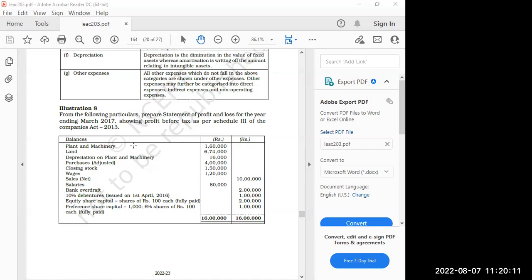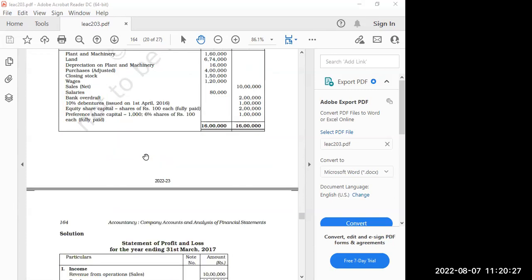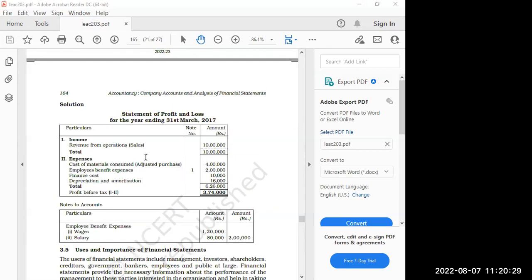Now, all of you take the profit and loss account format. Profit and loss account of whom? Name is not there. Okay. Profit and loss account for the year ended 31st March 2017. Take a table like this. Statement of profit and loss for the year ending 31st March 2017. Take this format. Please note the change between this answer and your format.